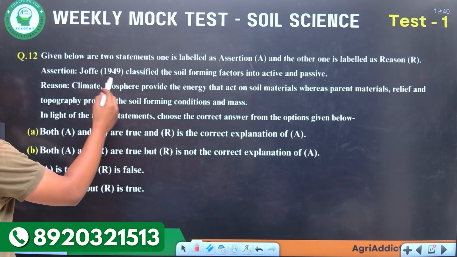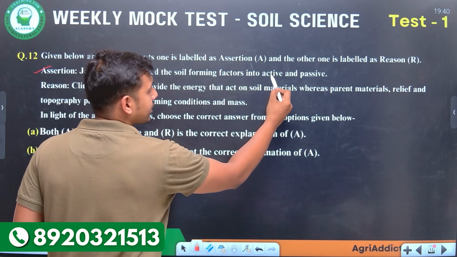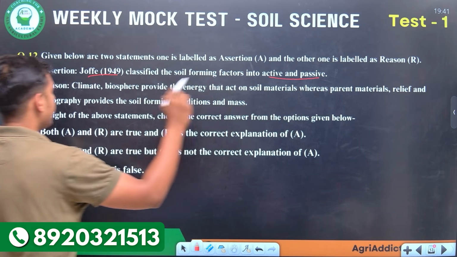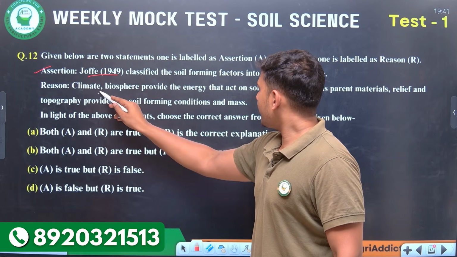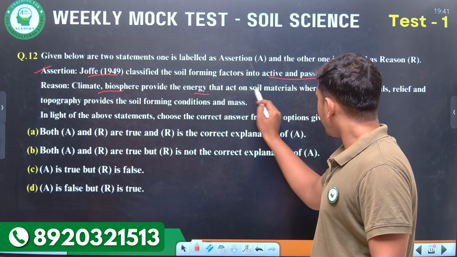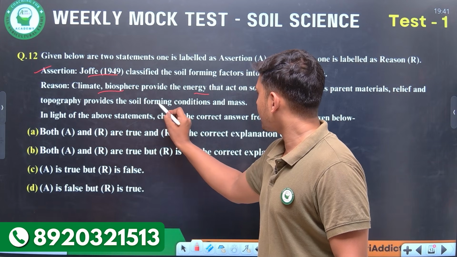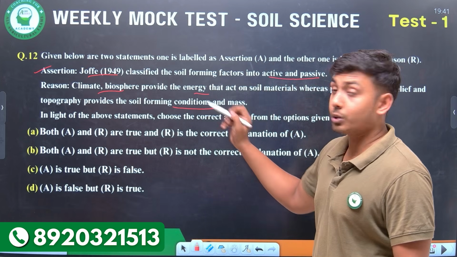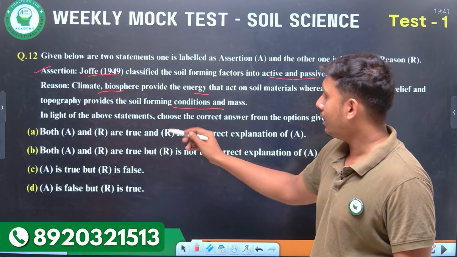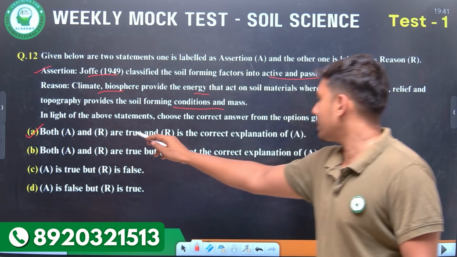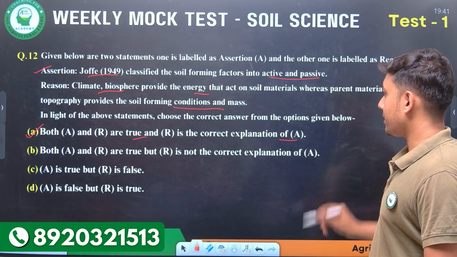Here comes the question. The assertion: Joffe classified the soil forming factors into active and passive. It is right, we all know that. And then comes the reason: climate and biosphere provide the energy that acts on soil materials, whereas parent material, relief and topography provide the soil forming conditions and mass. So this is also correct, and this is a completely true reason for that assertion. So we answer option A: both are true, and this is the right explanation.